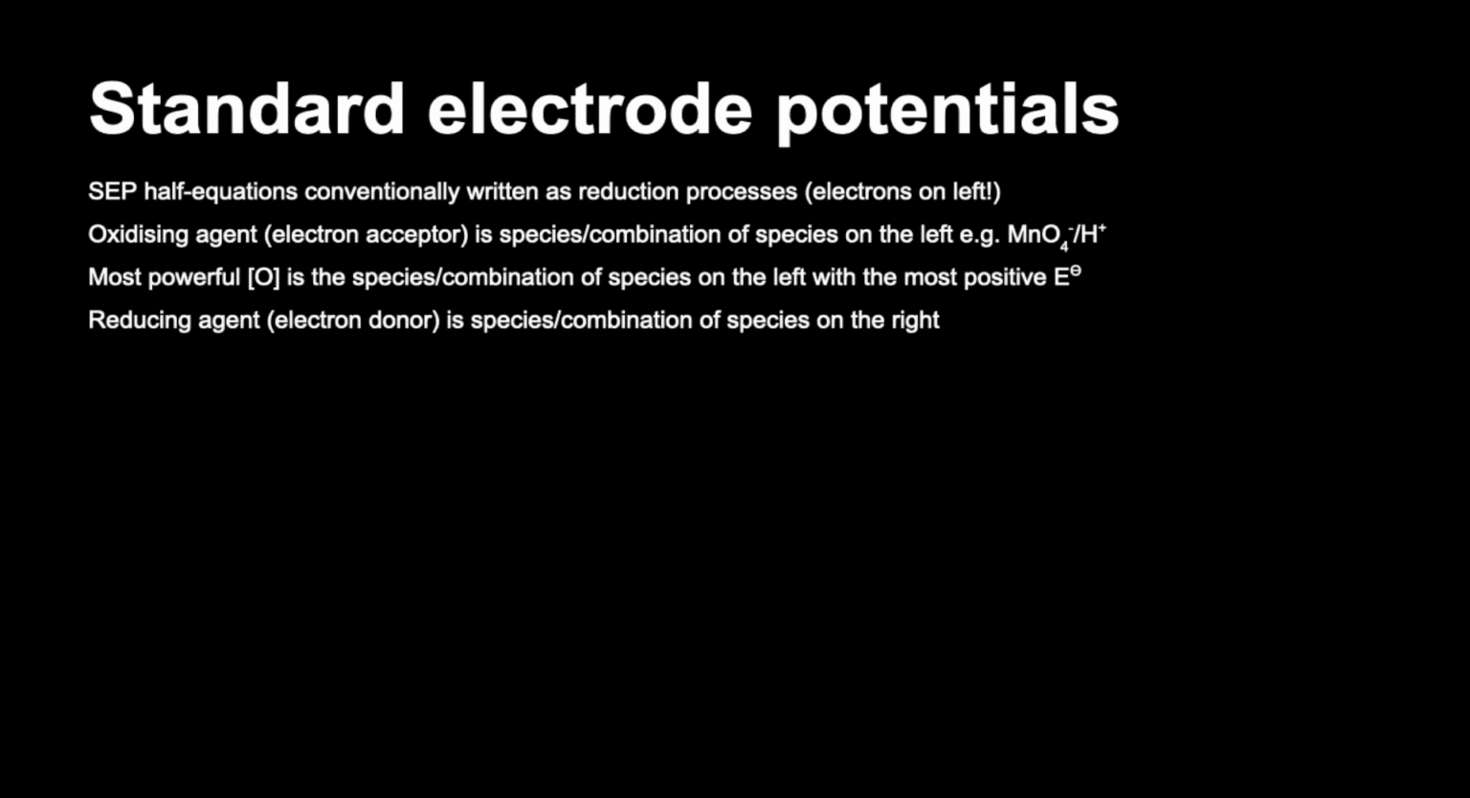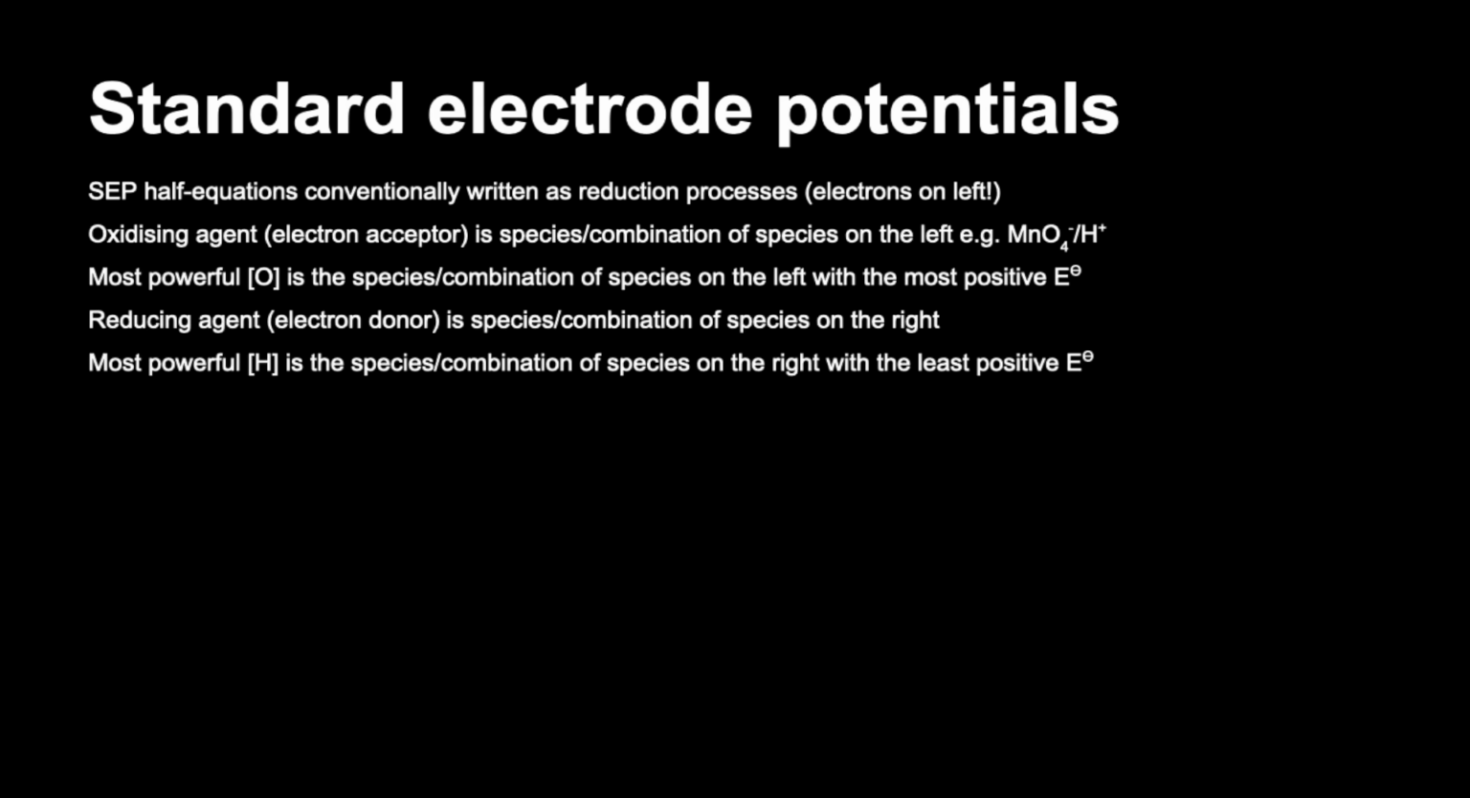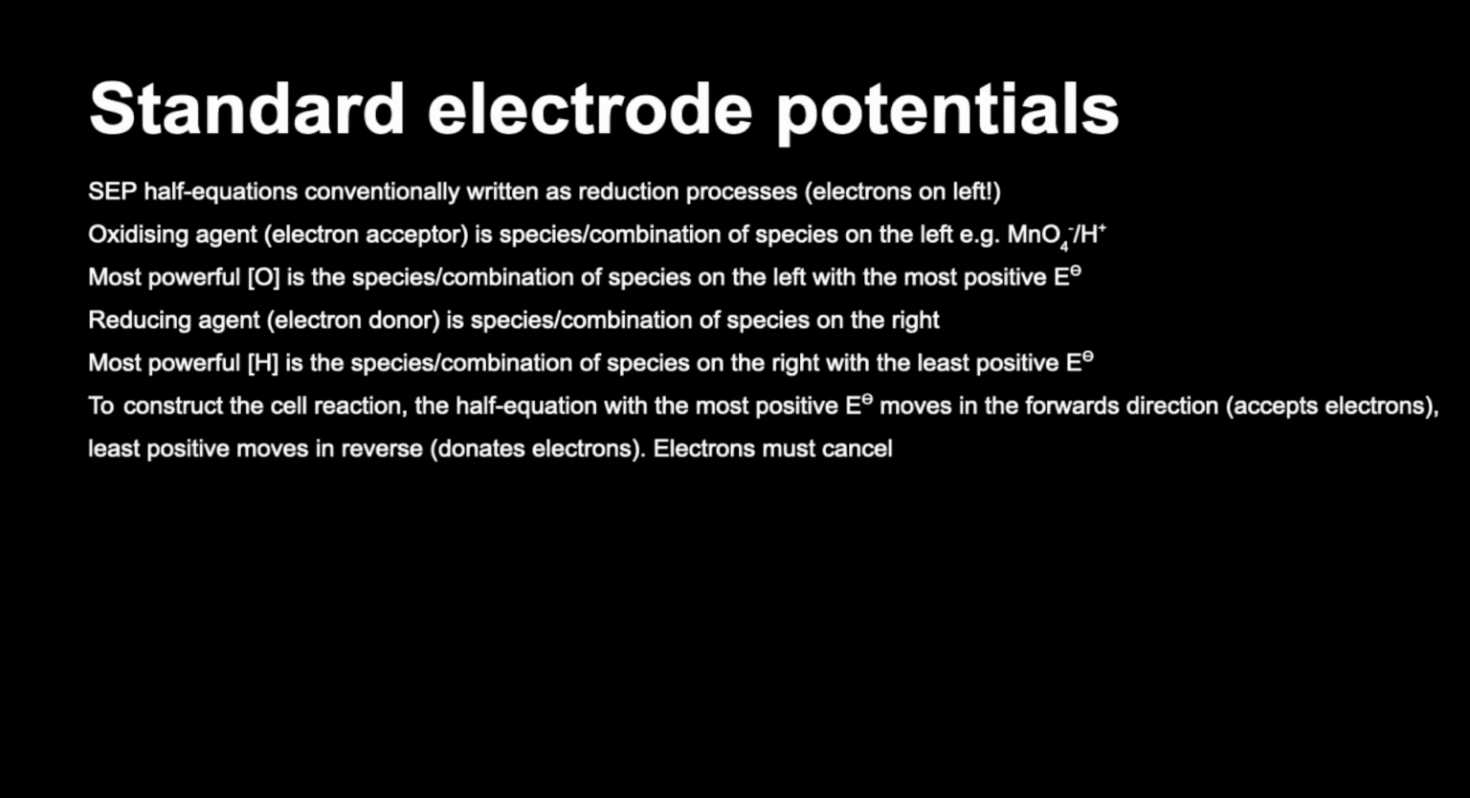And then moving on to reducing agents, they are electron donors. So they are the species or combination of species on the right now. And the most powerful reducing agent is the species on the right with the least positive standard electrode potential in the table. Now, often you have to construct the overall cell reaction, so that's when you combine the two half equations together from the two systems.